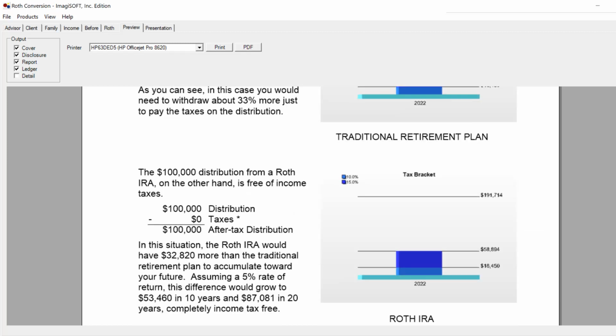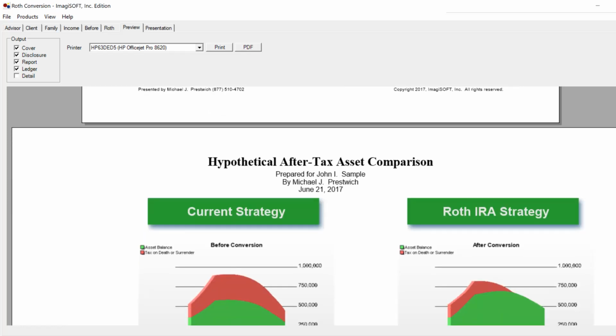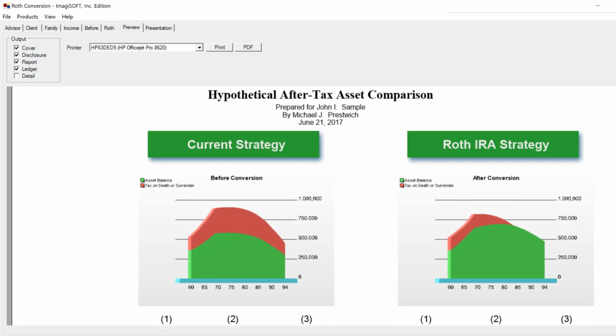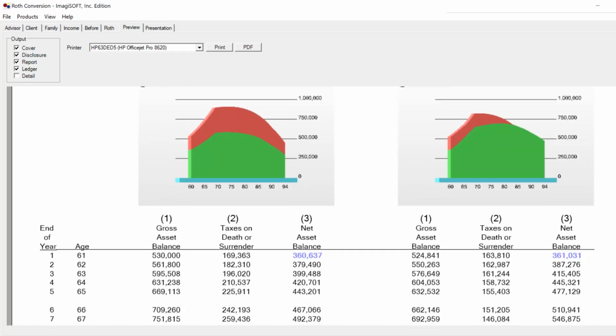If you had $100,000 in Roth, look what happens. It doesn't change your current 15% tax bracket at all. That comes out entirely tax-free. So if you're assuming a 5% rate of return, the difference would grow to $53,000 in 10 years and $87,000 in 20 years. And so then there's some charts that just show you the hypothetical after-tax comparison of your assets.